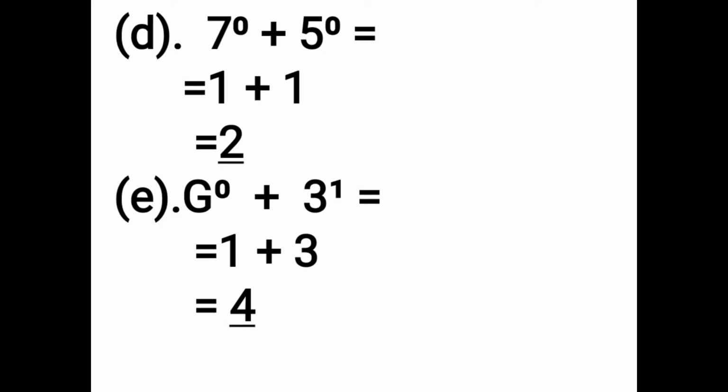Question D. 7 power 0 times 5 power 0. Any number power 0, the answer is 1. 7 is a real number, so it gives 1. 5 is also a real number, so it also gives 1. Adding 1 plus 1, the answer is 2. Question E: G power 0 plus 3 power 1. We already said any variable power 0 gives 1, plus 3 power 1 which is 3. We add 1 plus 3, the answer is 4.